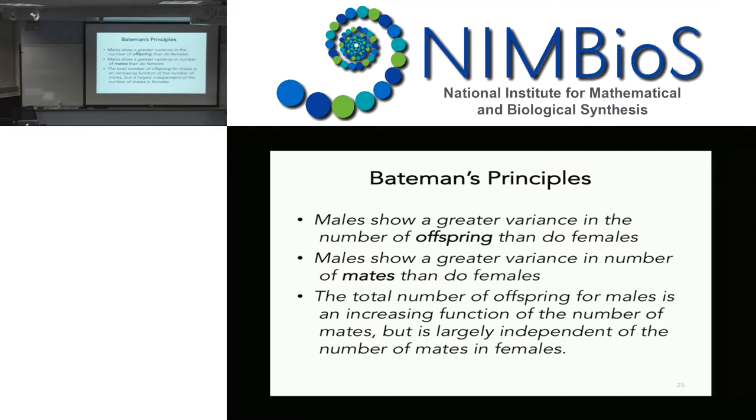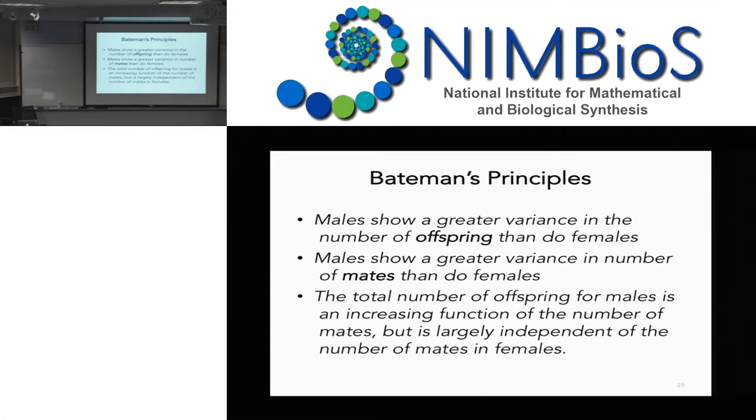So number one, males show greater variance in the number of offspring than females. His observation in Drosophila is that if you look at males and the number of offspring they produce, there's a variance. And very often that variance is because a fraction of males don't mate at all, and therefore have no offspring, whereas essentially all females mate. Therefore, the variance among females in number of offspring is less than the variance among males. This was his observation. We'll come back and talk about these points.